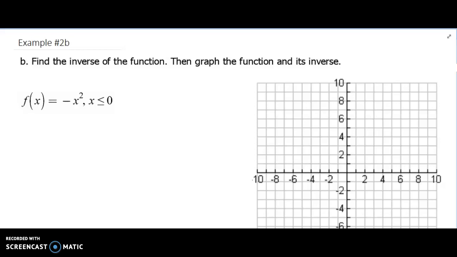All right, so using the example we did in 2a, I want you to try 2b by yourself. And notice, once again, we're restricting our domain, but this time it's x is less than or equal to 0. So go ahead and draw your graphs based on that right there.